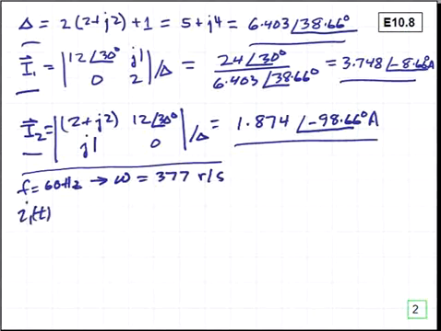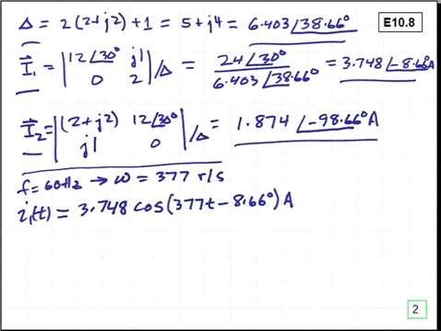So I1 of t will be the transform of that phasor I1 expression. That will equal 3.748 times the cosine of 377t for the omega t part of the cosine function, and then minus that phase shift angle for the I1 phasor of 8.66 degrees. Now, depending on what sort of calculation instrument you use, you'll probably need to convert this angle in degrees to radians. So the 8.66 degrees is equal to 0.151 radians.